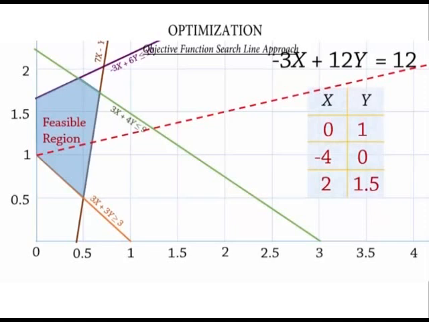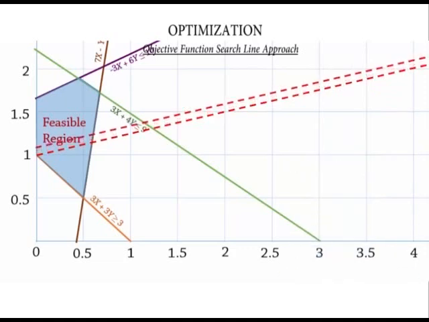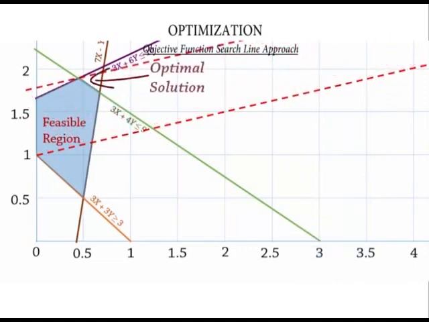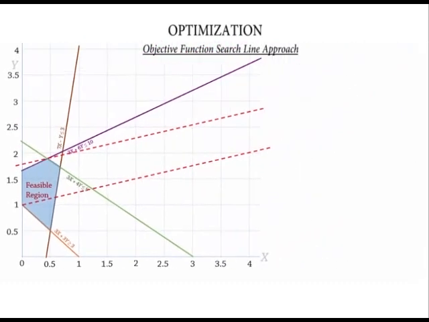Using these 2 points, the search line is this one. Because this is a maximization process, we move the search line upwards away from 0 parallel to itself to obtain the maximum optimal point. It shows that the maximum solution occurs here at the intersection of constraint line 2 and 3. It's a fractional intersection point. We can get the coordinates by simultaneously solving equations 2 and 3.